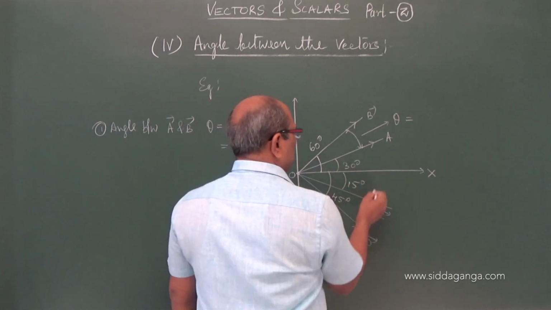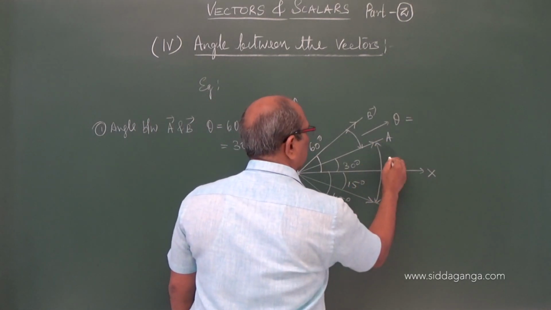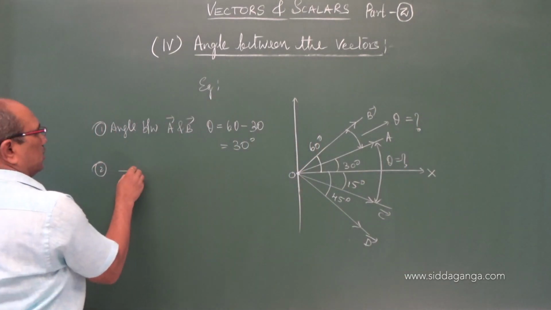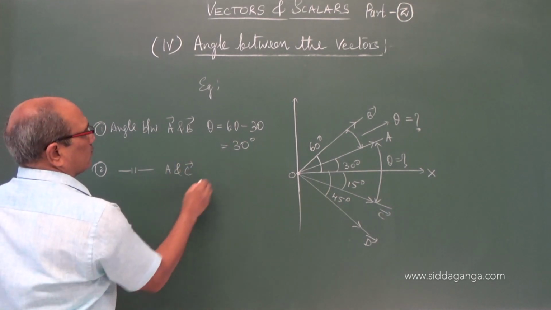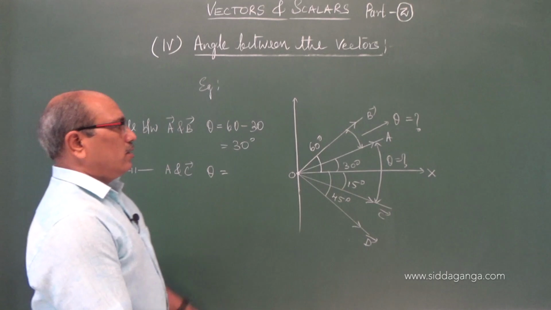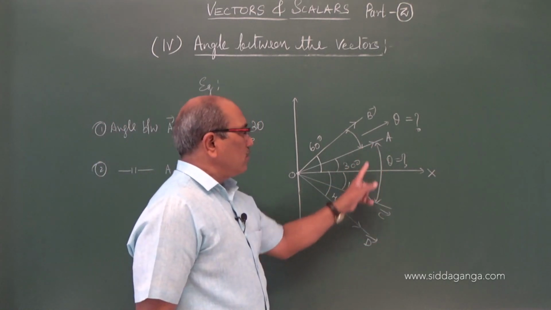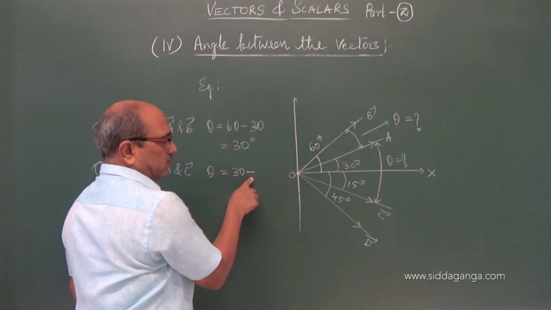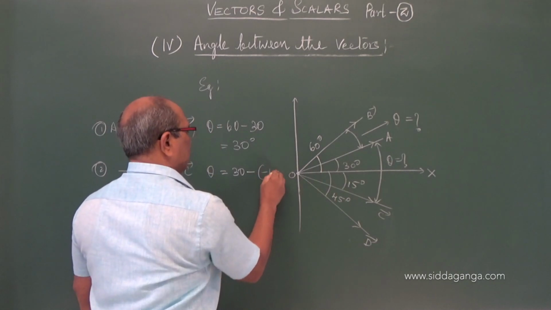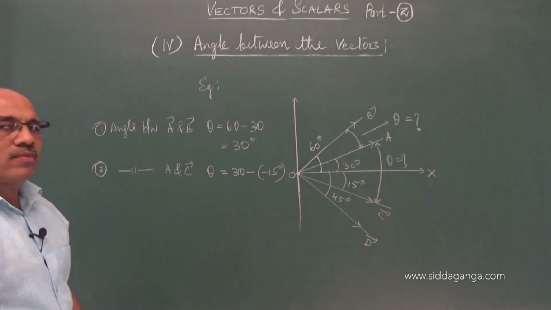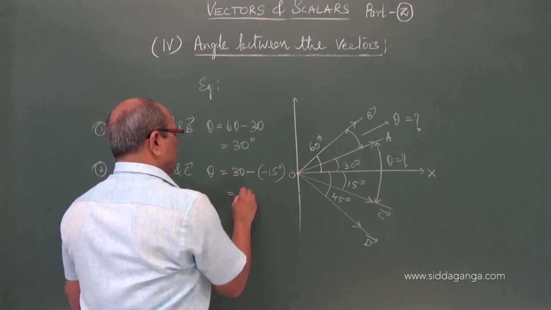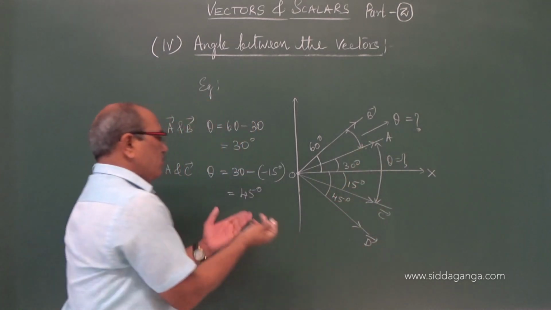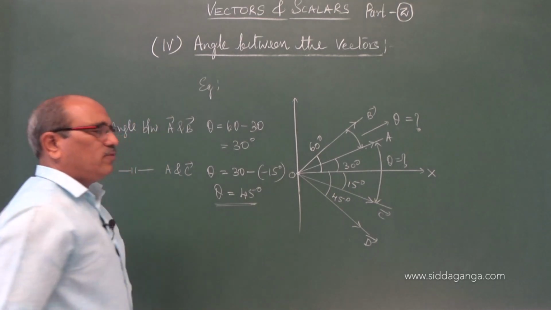Now let us take an example, the angle between A and C. Second case, angle between A and C. Now what is the value of A? It is 30. Now I am using the sign convention of minus, so I say it is minus 15 degree. Take the value, how much does it become? 45 degree. Is it not right? From here 15, from here 30, total becomes 45. We also got 45 with the sign convention used.